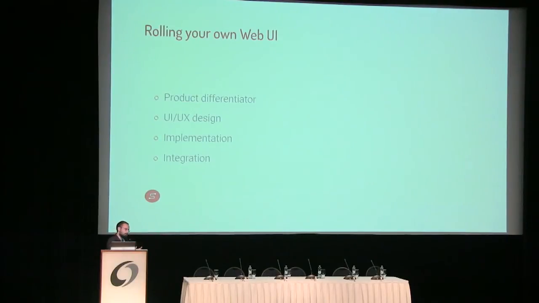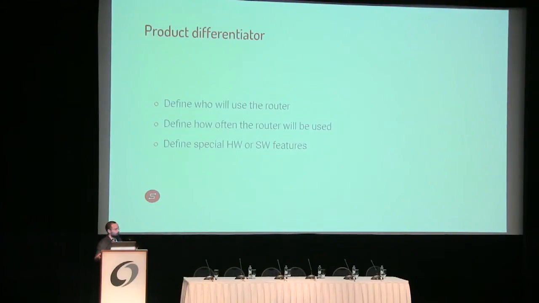So when you're developing front end, you need to develop backend functionality as well. And at the end, when you have it all functional, integrating the complete solution into OpenWrt. Now, what is this product differentiator?